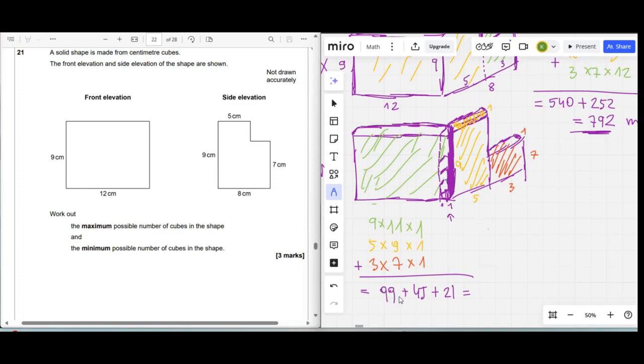And now we have 99 plus 45 plus 21, 165, and that's the minimum cubes.